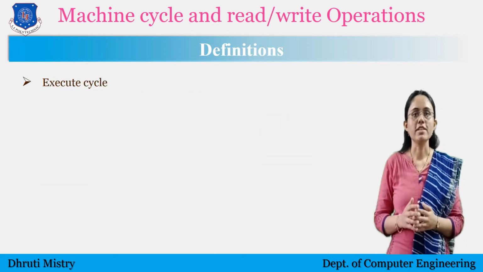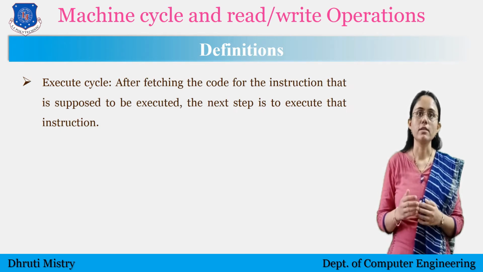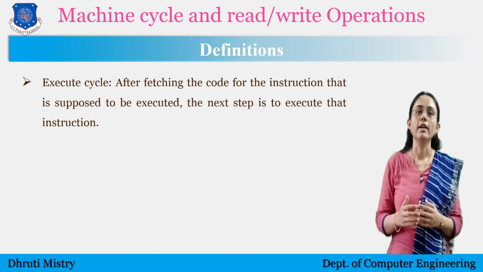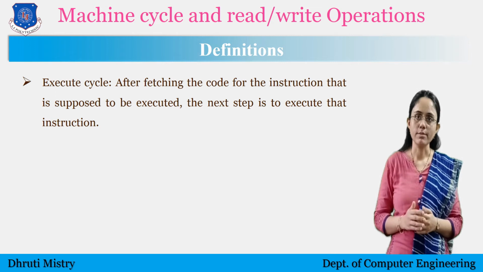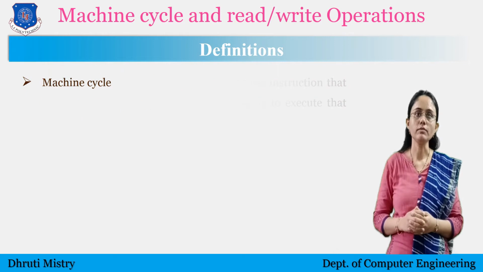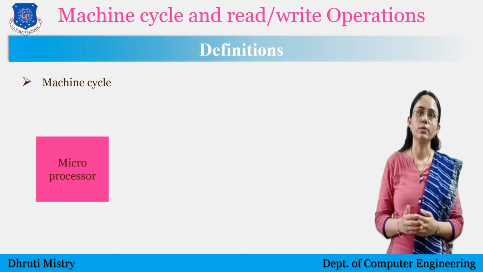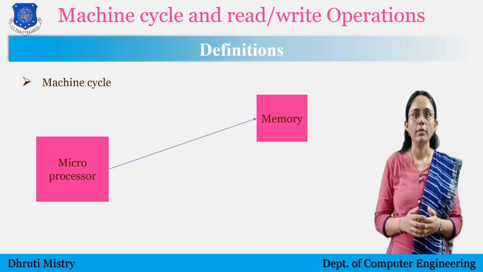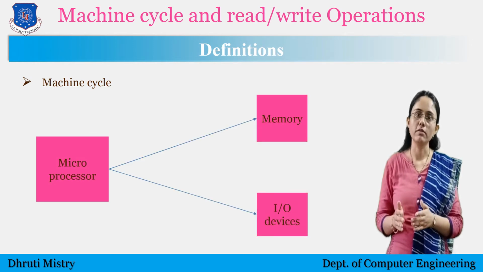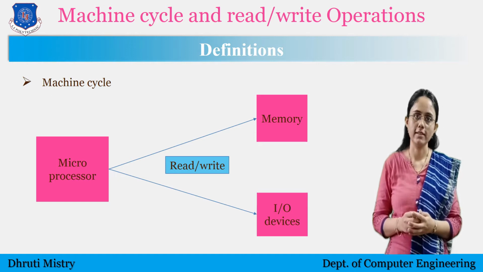Fourth, execution cycle. After fetching the code for the instruction that is supposed to be executed, the next step is to execute that instruction, and this process is referred to as an execution cycle. Fifth, machine cycle. The time required for the microprocessor to access memory or an input-output device, either for a read operation or a write operation, is called a machine cycle.